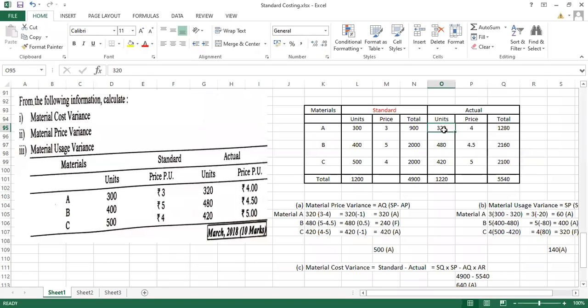Again, like we did for the standard, take a total of the units column and the total column. See down, the units come to 1220. Same way we take the total of the amounts. It comes to 5540. So just write down 5540 in the total column.